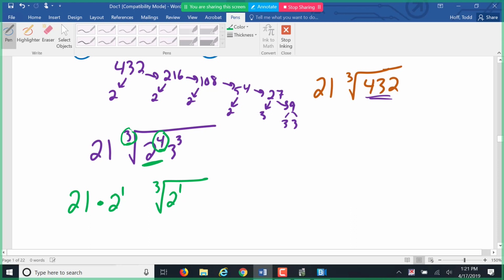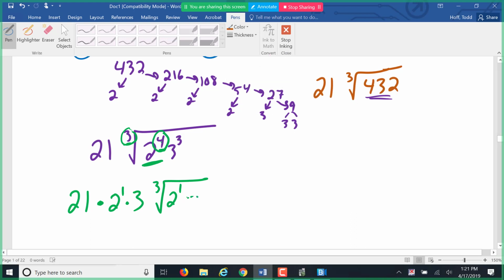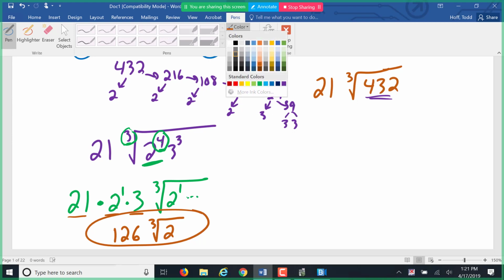How about the 3 to the 3rd? What's the 3rd root of 3 to the 3rd? It's just 3. And nothing would remain in here from the 3. So I now have 21 times 2 is 42. Times 3 is 126. Times the 3rd root of 2. Any questions there?